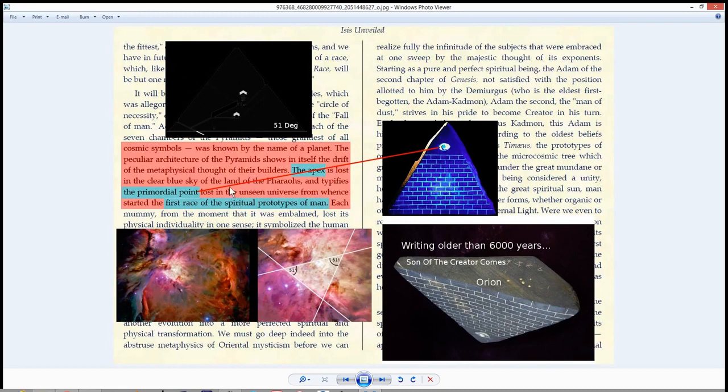And this is the reason why the pyramids were built the way that they are. The peculiar architecture of the pyramids shows in itself the drift of the metaphysical thought of their builders. The apex, which is the capstone area, is lost in the clear blue sky of the land of the pharaohs and typifies the primordial point. And that primordial point is Kether.